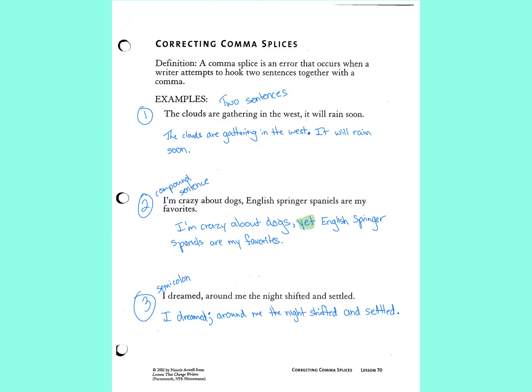Here's some practice correcting comma splices. Again, definition: a comma splice is an error that occurs when the writer attempts to hook two sentences together with a comma. Now that's wrong. You can't do that. You have to fix it the right way. So here are our ways of fixing it. Remember, the first thing you can do is simply make it two sentences. So the clouds are gathering in the west. That's a sentence. So instead of this comma, look what I did down below. I put a period. Then I made sure to capitalize my next word, it.